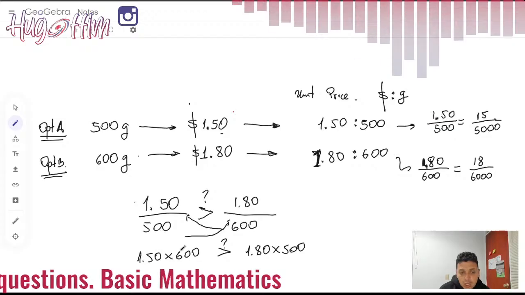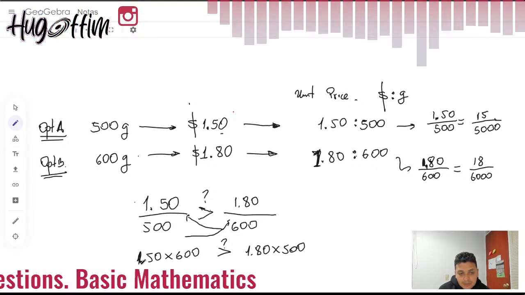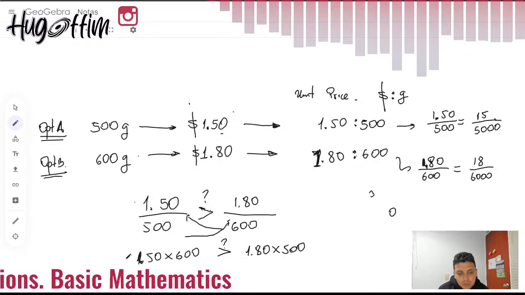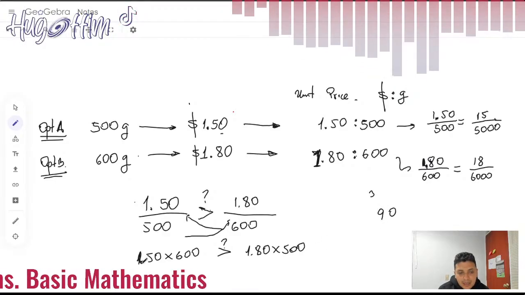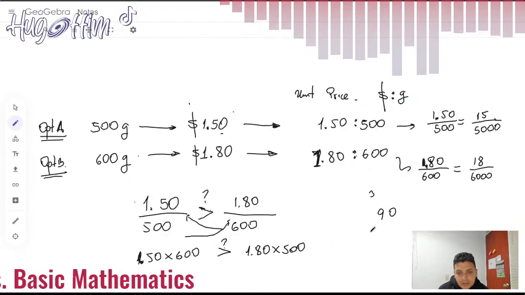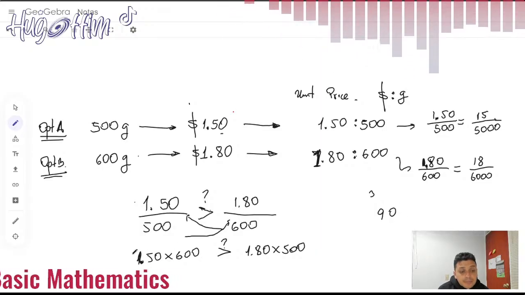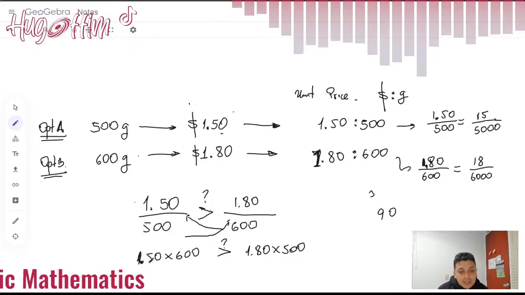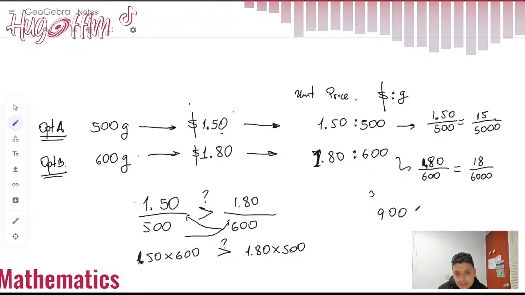Okay, long story short, 6 times 5 is 30. 6 times 1 is 6, and 3 makes 9. And I got 600. So it's going to be 1.50 times 600, which is the same as 150 times 6. So it's going to be 900.